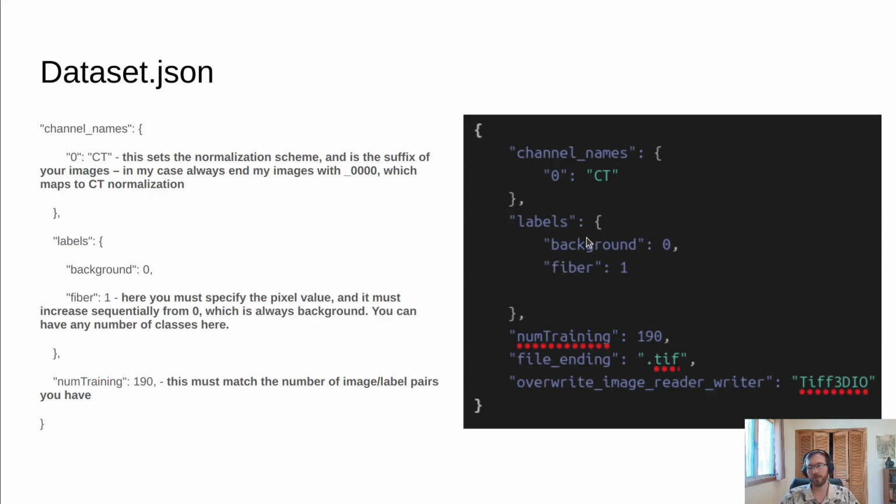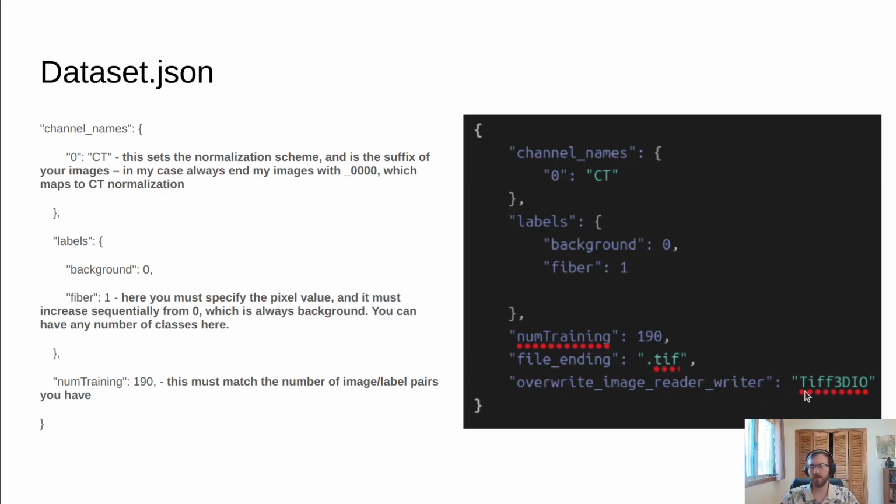Your labels, these have to start from 0 and increase sequentially. They can't have any gaps. You can have as many labels as you want in here, and you have to have the background class of 0. Then you have your number of training. That's just the number of image label pairs. The file ending, that's obviously the file ending of your images and labels.